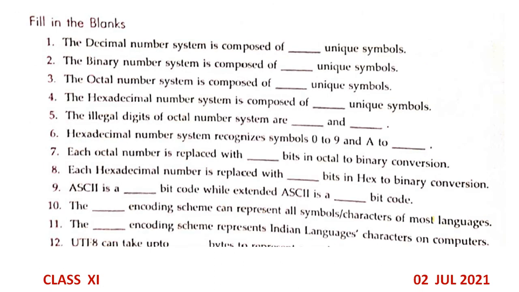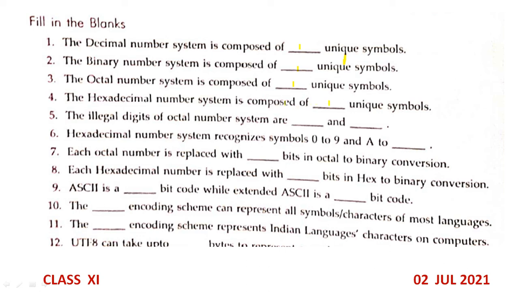Now let us move to the fill in the blanks. Very simple questions. The decimal number system is composed of dash unique symbols. How many unique symbols? 10 will be there. Similarly, the binary number system is composed of 2 unique symbols. The octal number system is composed of 8 unique symbols. The hexadecimal number system is composed of 16 unique symbols.